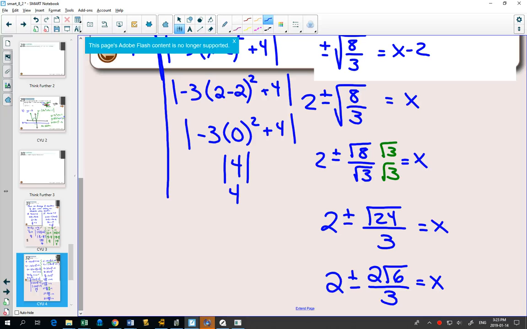And now we would have to verify both of those. But I'm going to save you some time and just tell you they work. All right? So questions for practice here are 11 and 12.